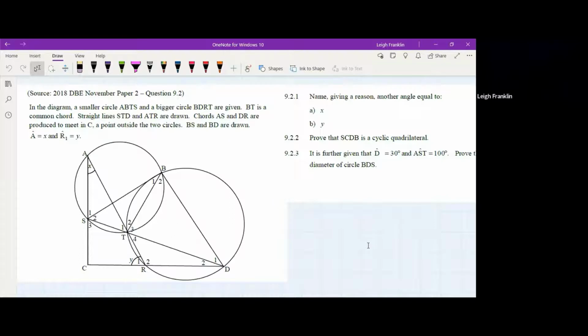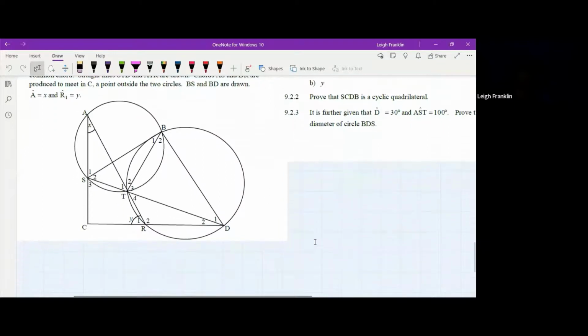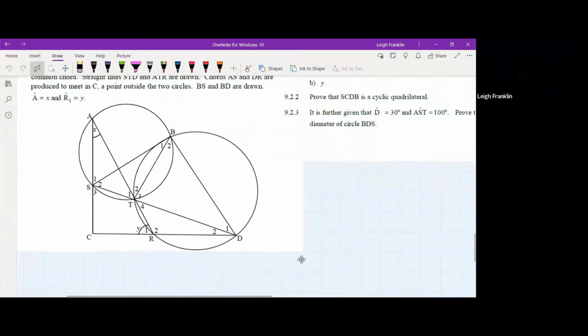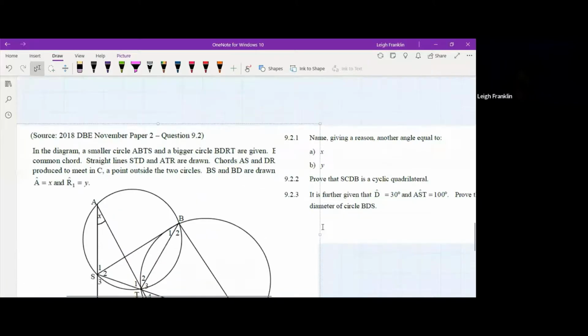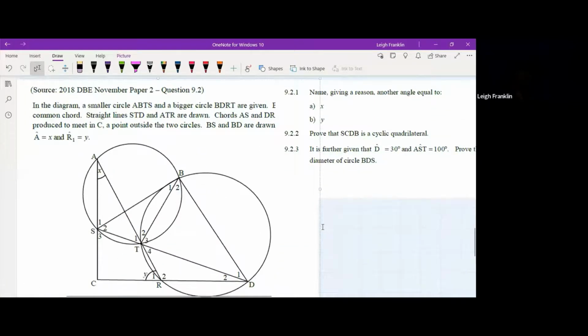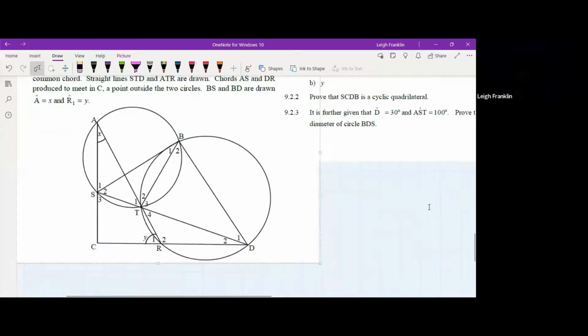So what do you think, Matrix? What other angle in this diagram is also equal to X? I can make the diagram a little bit bigger for you if you'd like. Yes, please. There we go. Can you see that okay? Ma'am, isn't it D1? Beautiful, Siatemba. You saw that straight away. Lovely. Well done. Okay, so Siatemba, off to a flying start.